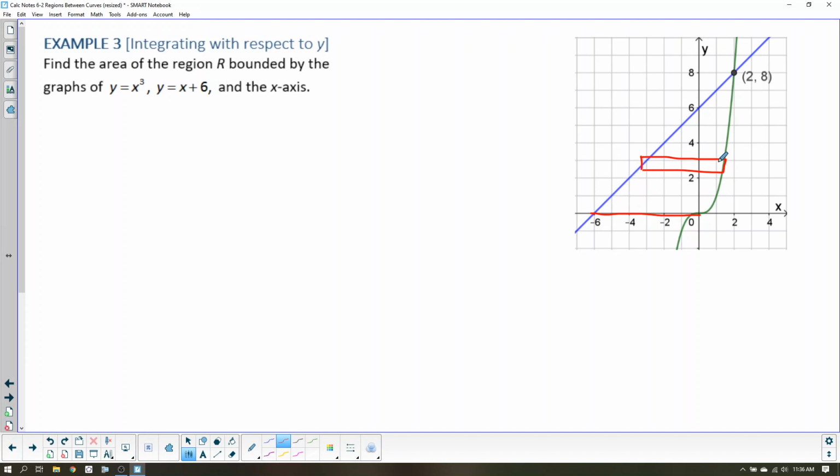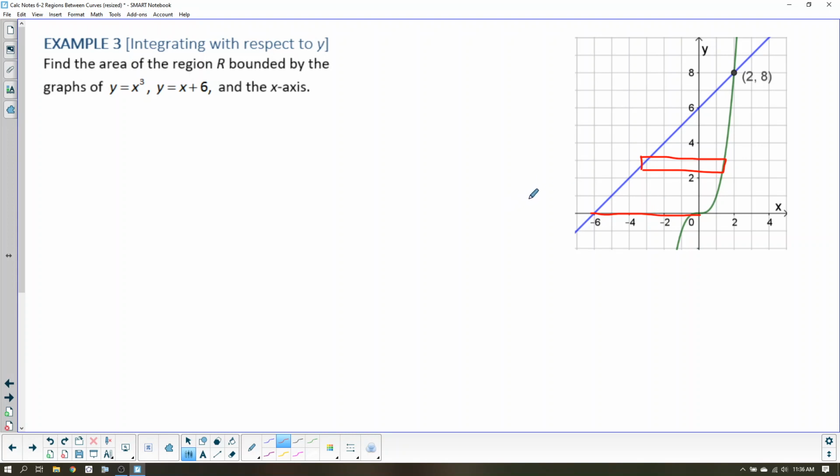So it is preferable for us to integrate with respect to y. Again, the way we can see that this is integrating with respect to y is that I'm slicing up the y-axis. When I make these rectangles, they are perpendicular to the x-axis, so that's how we're slicing it up.